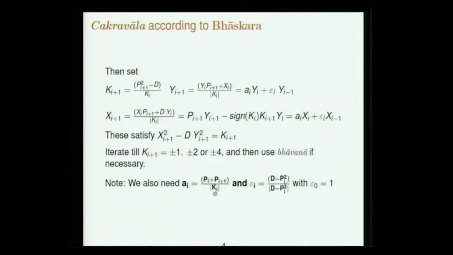a_i is defined as p_i plus p_{i+1} divided by k_i, and epsilon_i is plus 1 if d is greater than p_i squared and minus 1 if d is less than p_i squared. So this x_{i+1} and y_{i+1} that you have calculated satisfy x_{i+1} squared minus d y_{i+1} squared is k_{i+1}. Now, the k_{i+1} value could be anything, so you have to keep iterating the algorithm till you get plus 1, in which case the problem is solved. But you can always do bhavana. If you find minus 1 or plus or minus 2 or plus or minus 4, you can always do bhavana and go to the solution. So this is the Chakravala algorithm that we discussed in the last class.